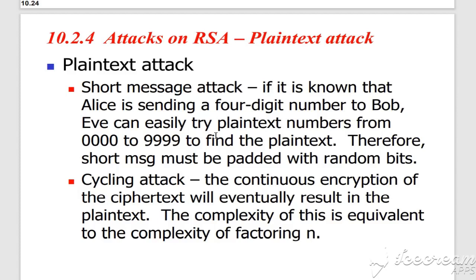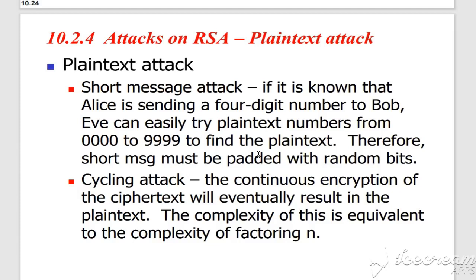For example, if it is known that Alice is sending a 4-digit number to Bob, Eve can easily try the plain text numbers from 0000 to 9999 to find out the plain text. Therefore, the short message must be padded with some random bits at the front end and at the end of the message. It is strongly recommended that the message should be padded with some random bits before the encryption.